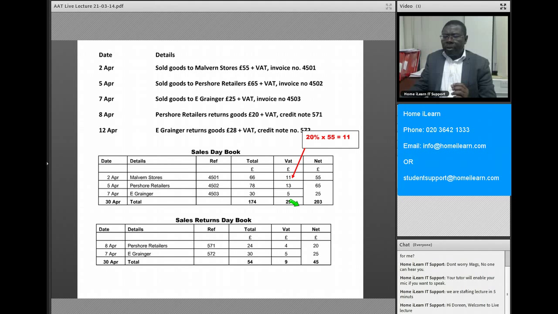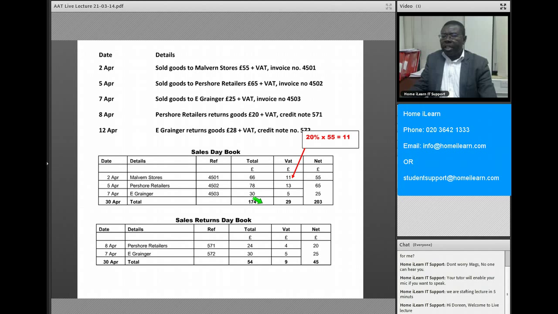Then the VAT column represents the VAT we have calculated on the net amount. It's not our money, it's the government's money. The total is what the customer owes us. Okay, so that is how we illustrate this in the sales day book.